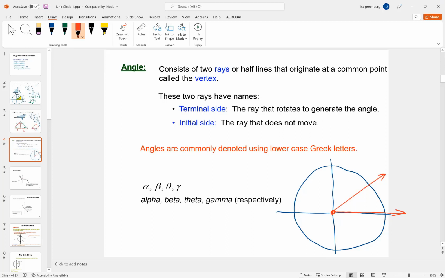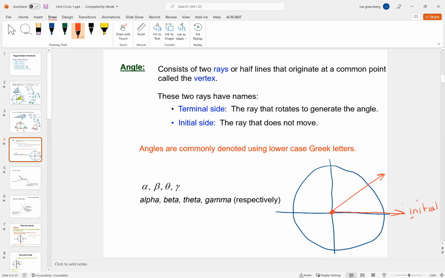They have names. This is the initial side, and this is the terminal side, because I'm saying I'm going that direction. So I'm starting at 0 and I'm going to whatever that angle is. We usually refer to angles as lowercase Greek letters. Most often I'm going to use theta. This is theta.